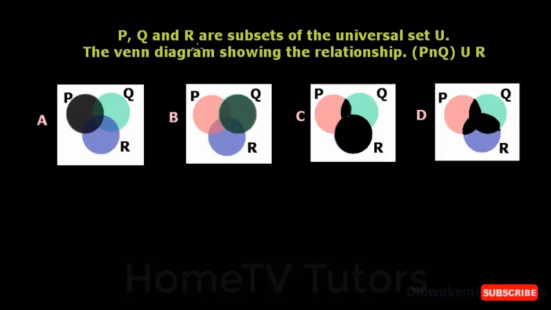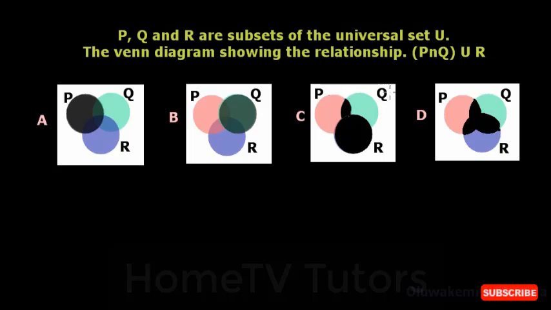P, Q, and R are subsets of the universal set U. The Venn diagram showing the relationship P intersect Q union R is to be found from these four options. First, P intersect Q. Option A, no. Option B, no. Option C, yes.